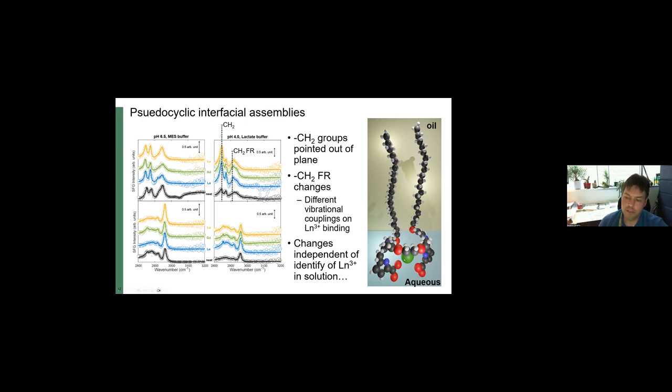The interaction of this lanthanide with these oxygens and nitrogen groups gives you this appearance of this Fermi resonance coupling peak. So this is great in that we have templating. The interface is templated, but it's templated by the pH, not so much the lanthanide. So if the interfaces are templated, but not by the specific interactions, what's giving selectivity?